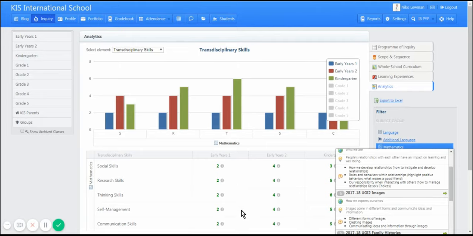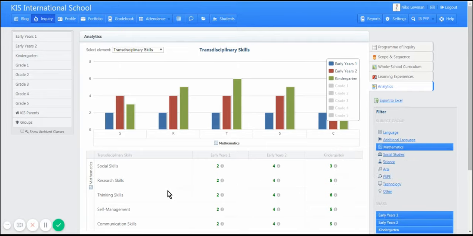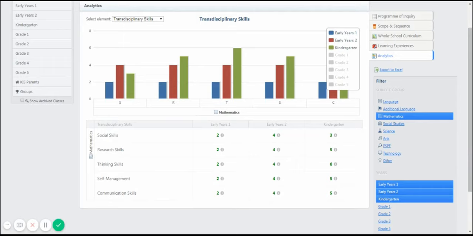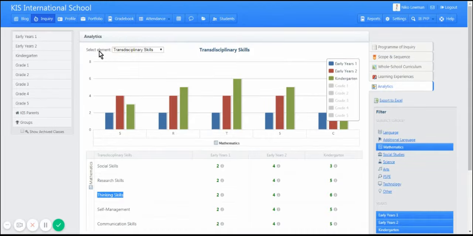So this really makes it good when you are focusing on something and say, okay, I want to look at thinking skills across grade levels. I want to see that there is vertical alignment and how they are planning for it. And this is what analytics give you.